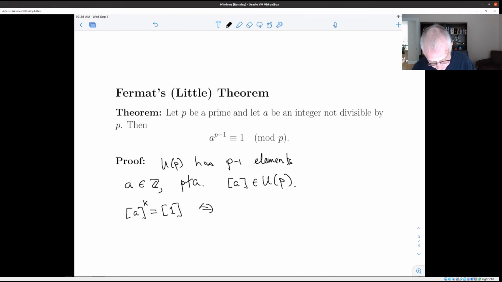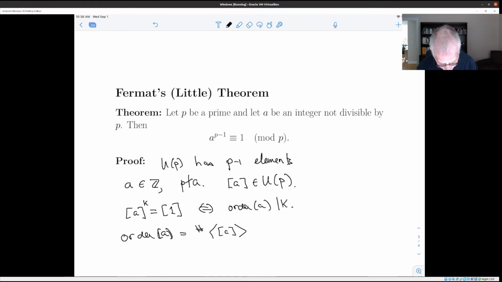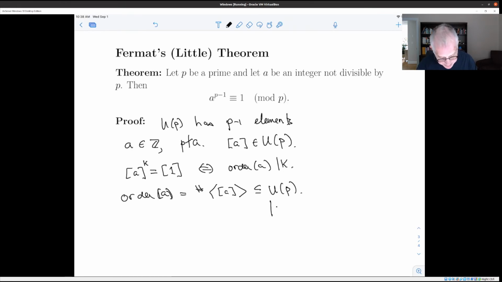if and only if the order of a divides k. And remember what the order of a is. The order of a is the number of elements in the cyclic subgroup generated by the residue class of a. And this is a subgroup of U(p). And U(p) has p minus 1 elements.